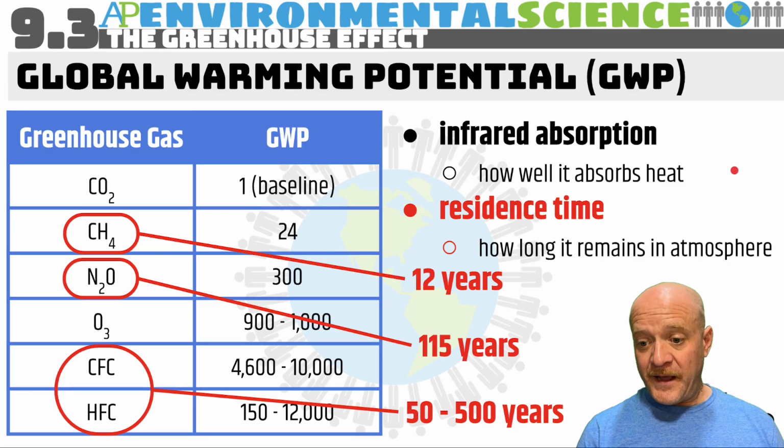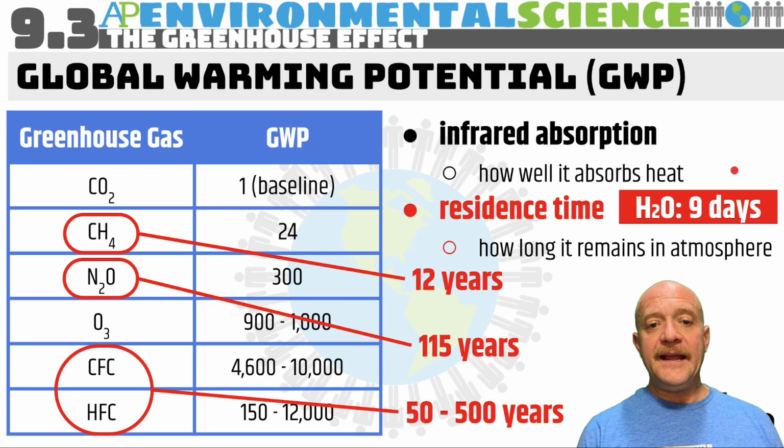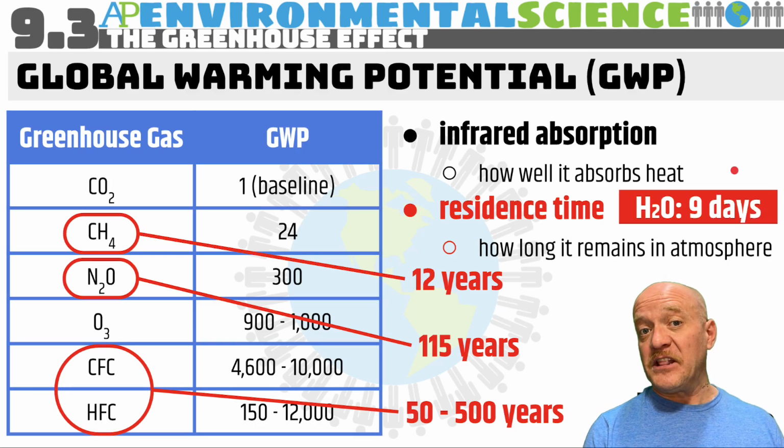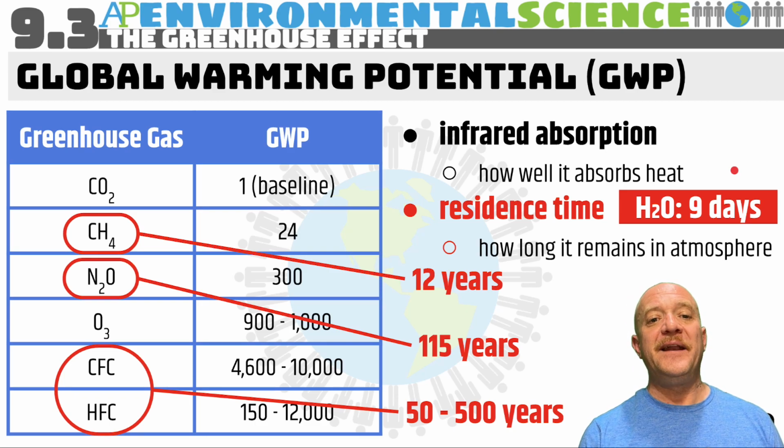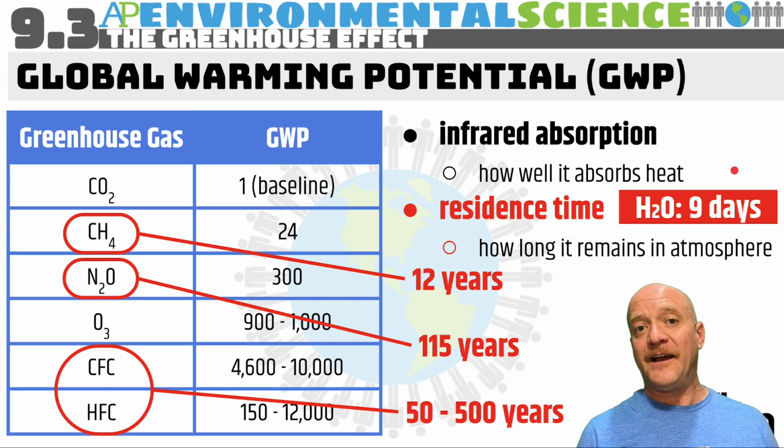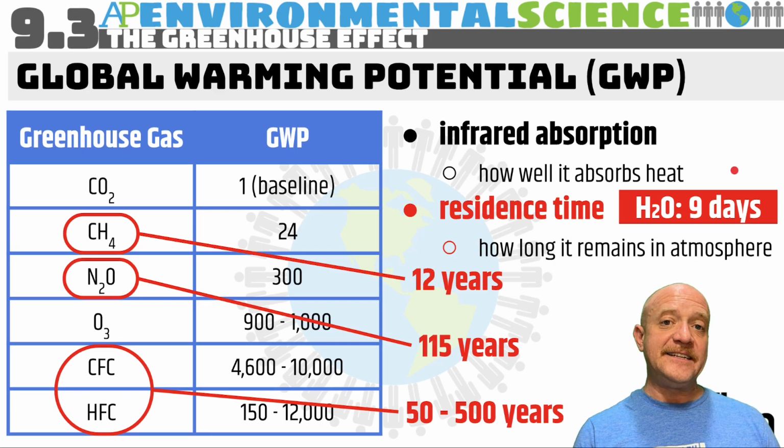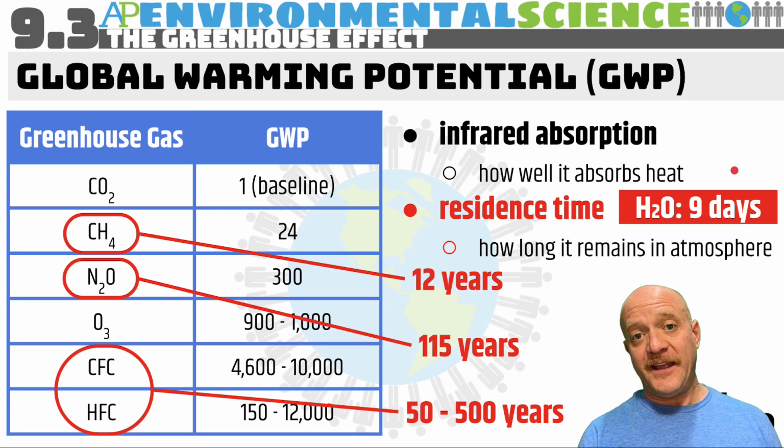Now, just to compare, water does have a lot of warming potential, but it's not considered to be a major greenhouse gas, globally speaking, because it only has a residence time of around 9 days. So the water cycle is very fast moving and fast acting. So if it gets into the atmosphere, it will fall back down again as precipitation.